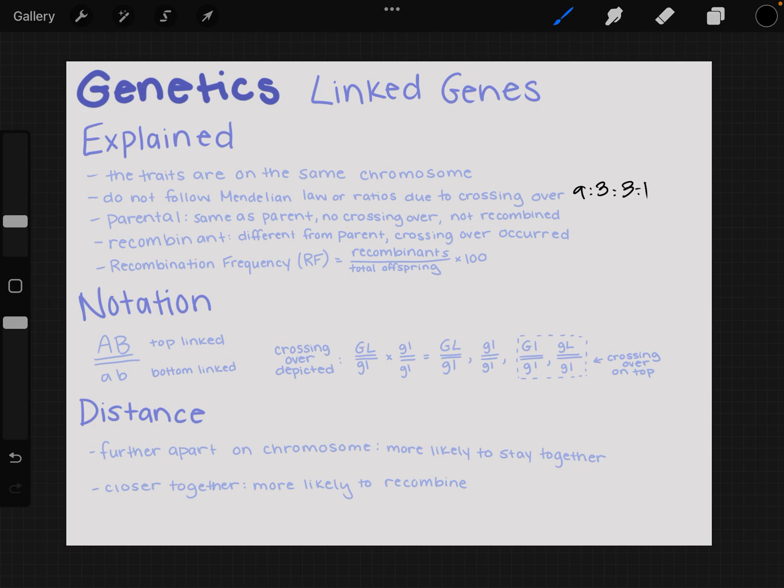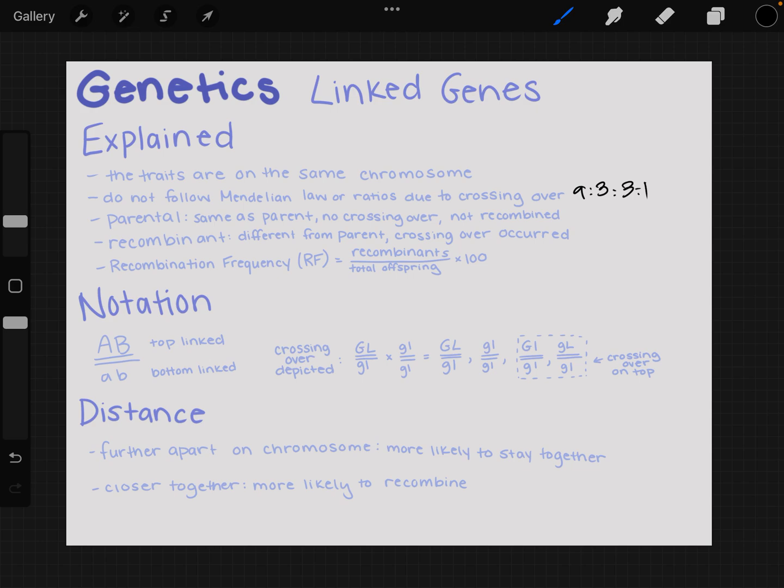But we can still look at them when we do chi-squared, which we are going to do probably next. So let's go over a little bit of vocabulary very quickly. What is a parental gamete or a parental whatever? That's going to be the same as a parent. That means crossing over didn't occur.